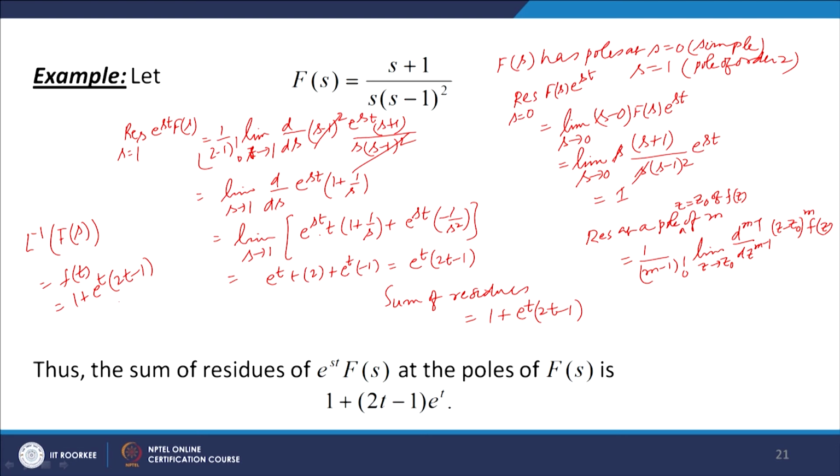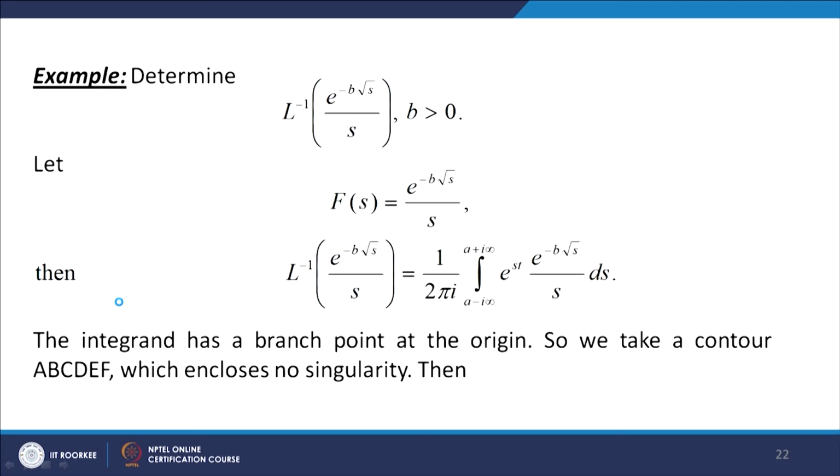Now, let us determine L inverse of e to the power minus b root s over s, where b is greater than 0. So, let us take f(s) equal to e to the power minus b root s over s. Then L inverse of e to the power minus b root s by s, by our inversion formula, is 1 over 2 pi i, the integral from a minus i infinity to a plus i infinity of e to the power st into e to the power minus b root s over s ds.